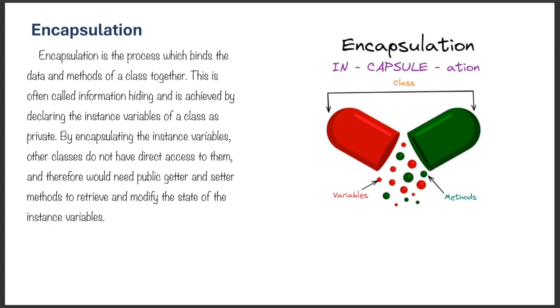Encapsulation is the process which binds the data and the methods of a class together. This is often referred to as information hiding. This is achieved by declaring your instance variables as private. By encapsulating instance variables, other classes do not have direct access to them. Therefore, you would need public methods called getter and setter methods to be able to retrieve or modify the state of each instance variable, or also what's known as what's stored by the instance variable.